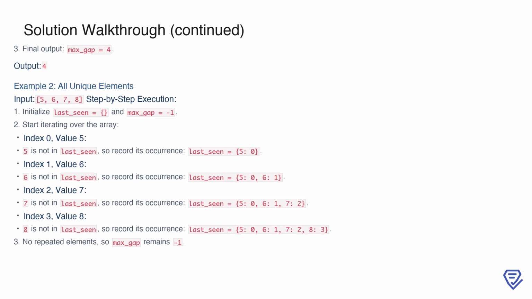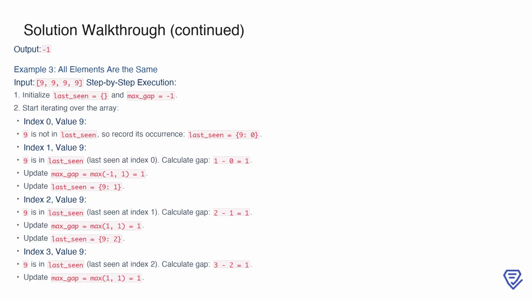Moving on to the second example, the input array is 5, 6, 7, 8. Again, we initialize last_seen as an empty dictionary and max_gap as -1. As we iterate through the array, each value 5, 6, 7, and 8 is new to last_seen, so we simply record their indices. Since there are no repeated elements in the array, no gaps are calculated, and max_gap remains -1 throughout the process. The dictionary last_seen ends up storing the indices of all 4 unique elements, but because no values reappear, there's no opportunity to update max_gap. With no repeated elements to calculate a gap, the final output for the second example is -1.